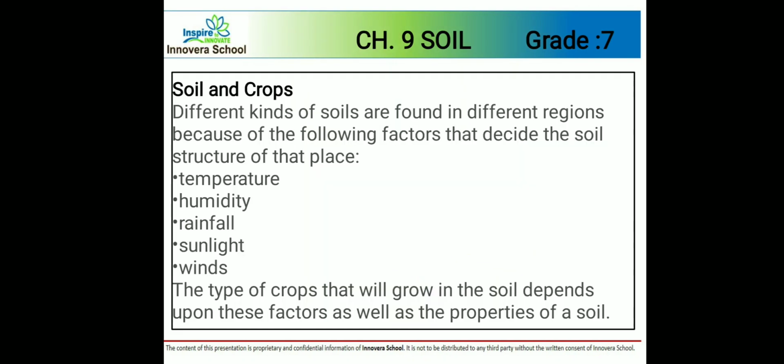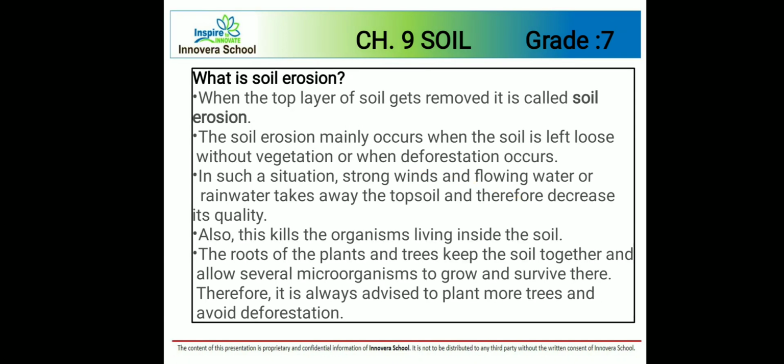Soils and crops. Different kinds of soil are found in different regions because of the following factors that decide the soil structure of that place: temperature, humidity, rainfall, sunlight, wind. The type of crops that will grow in the soil depends upon these factors as well as the properties of soil. Let us see the last part.